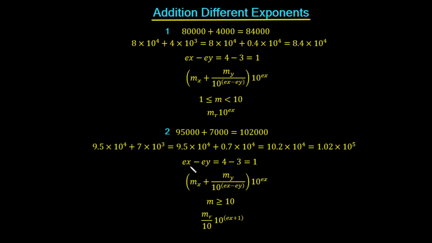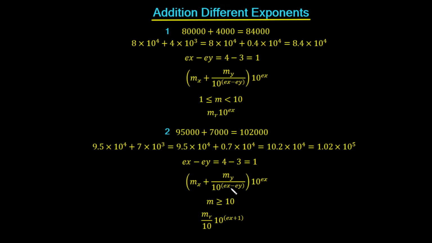Now again here we can see that our ex minus ey, the largest exponent, which is 4, minus the smaller exponent, which is 3, is a value of 1. So it's the same exponent difference in this case. So again, this line here is the same as this line here. We've got our mx. We are shifting the value of our my by 10 to the power of ex minus ey. And finally we multiply it by 10 to the ex. But again, we've said here that the result is actually greater than 10. It's 10.2. So if the result is greater than 10, we then have to normalise the answer.